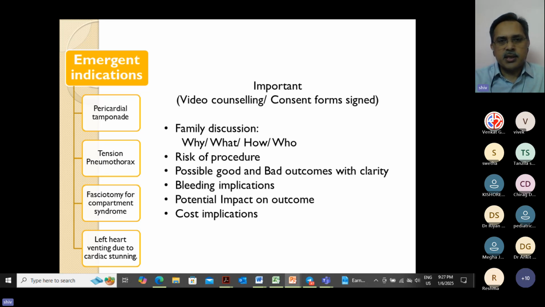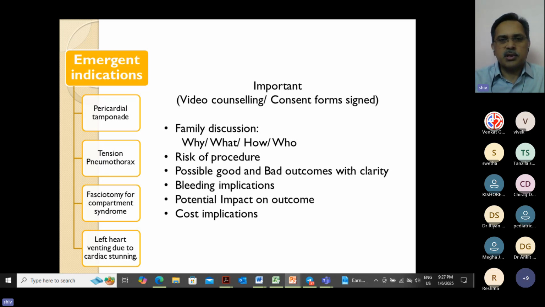So we need to clearly explain the risk of the procedure, what are the possible good outcomes and bad outcomes. It's very important with clarity. Explain the bleeding implications, what precautions one is going to be taking, potential impact on outcome, and also cost implications.